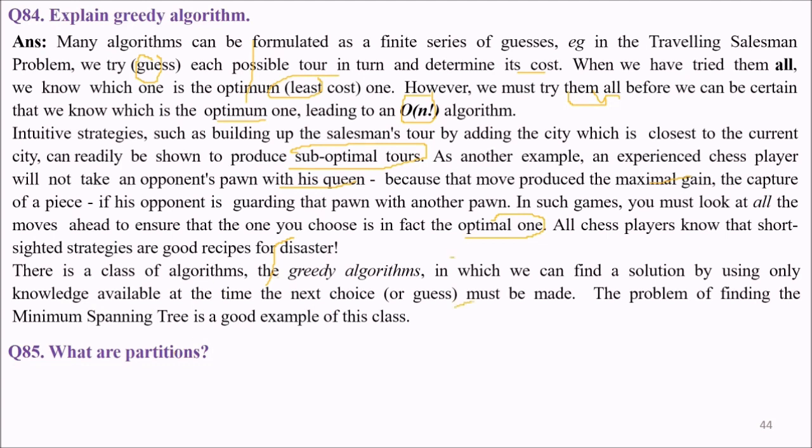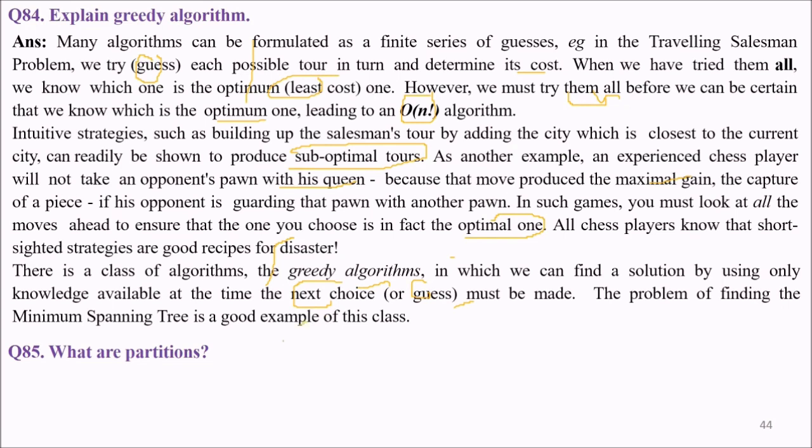So there is a class of algorithms, the greedy algorithms, in which we can find a solution by using only knowledge available at that time, when the next choice or guess must be made. The problem of finding the minimum spanning tree is a good example of this class. This is the greedy algorithm.